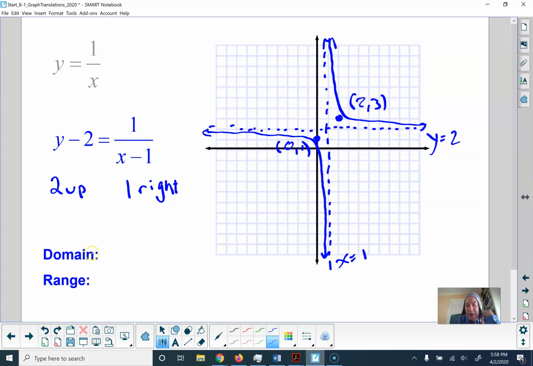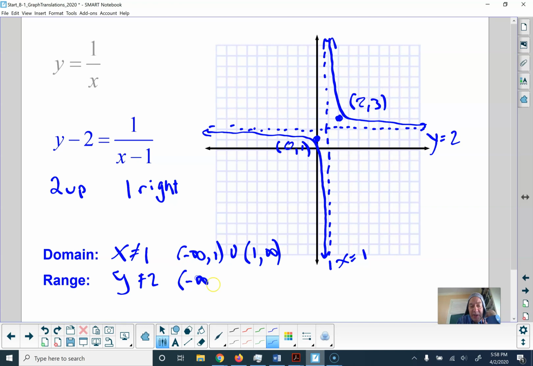This tells us our domain and range. The domain, x can't be 1. You can see that from the graph on the asymptote. You can also see it from the equation here, where if x was 1, the denominator would be 0. So the domain is x can't be 1, also written as negative infinity up to 1 and 1 up to infinity. The range, y cannot be 2, written as negative infinity to 2 or 2 up to infinity.